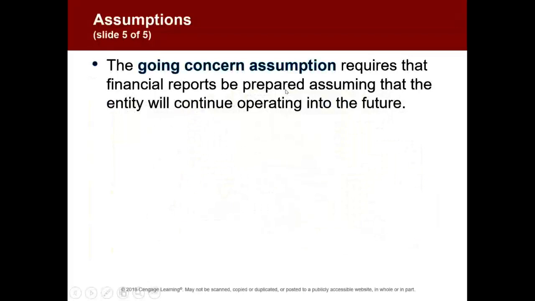The going concern assumption simply requires that financial reports be prepared assuming the entity will continue operating indefinitely into the future. If we knew the entity was going to be shutting down next year, that would change how we present financial information. We would have a different set of assumptions for depreciating assets, for instance. But we will assume, unless otherwise told, that we're a going concern, and that's important to our concept of financial reporting.